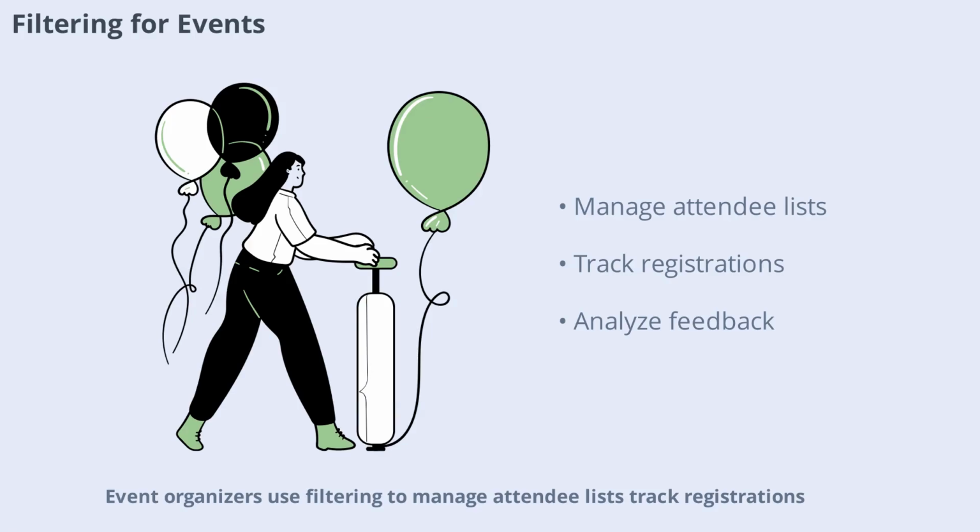Event organizers use filtering to manage attendee lists, track registrations, and analyze feedback. This helps them plan better events and improve attendee experiences.